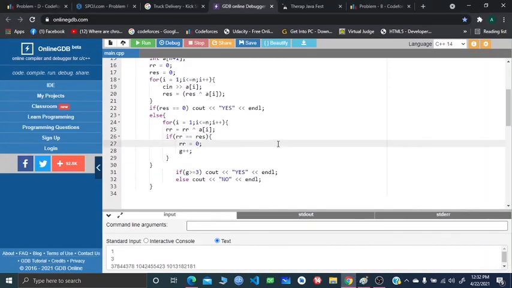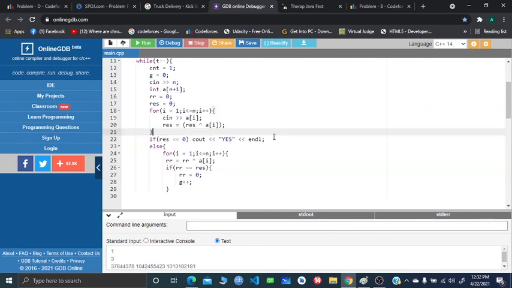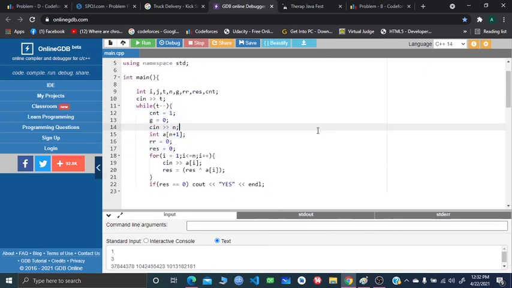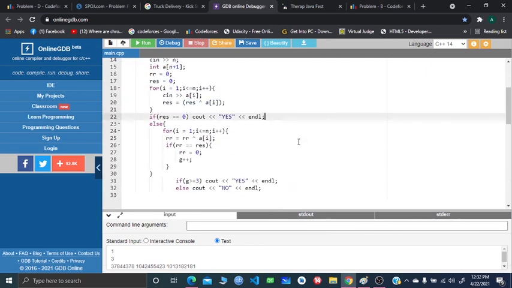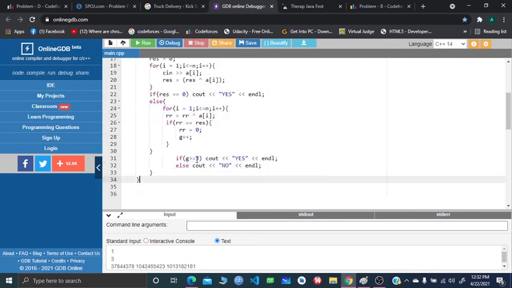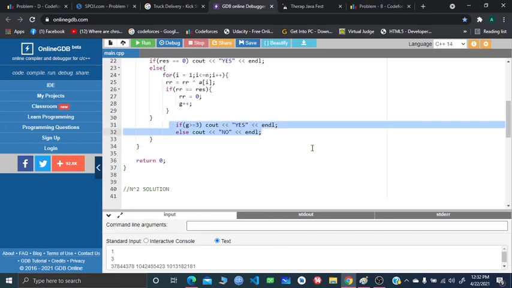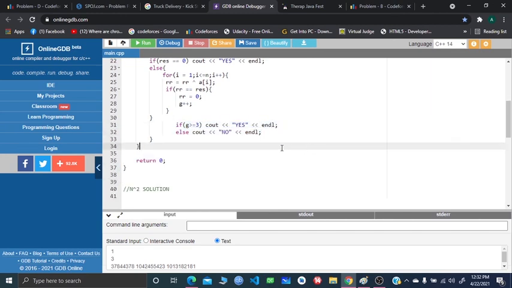And this is the code for the optimal one, just doing the XOR and checking the same thing. It's pretty easy. I hope you get that. Then check the group numbers. If it's greater than or equal to 3, then the output is yes, otherwise it definitely has to be no.